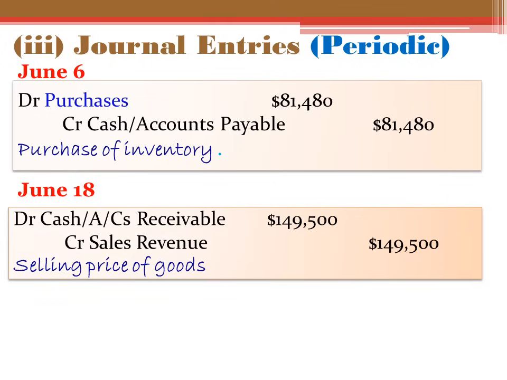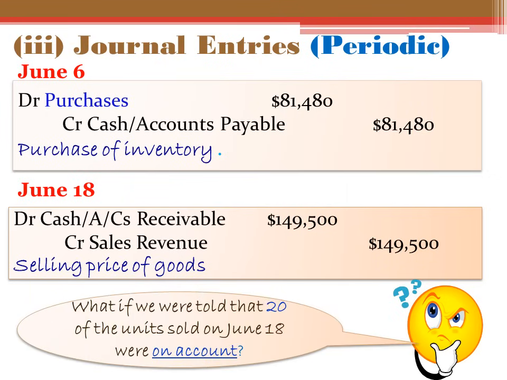Now, before ending this session, I want to throw in what I call a brain teaser. What if we were told that 20 of the units that were sold on June 18 were on account? How would this impact the JEs? Let's look back at what took place on the 18th. We sold 65 units. If 20 of them were on account, it means that the remaining 45 would have been for cash. So let us see how this would impact the JEs under both the perpetual inventory system and the periodic inventory system.